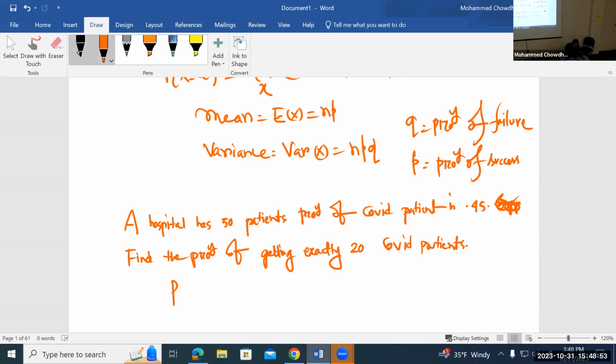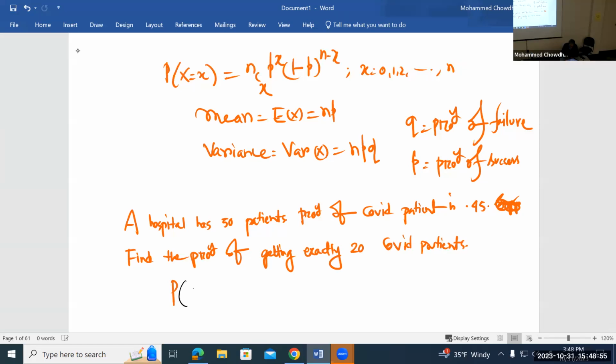Let me take a black color. So probability of X equal to 20, right? How can I do that? 50 choose 20, probability of COVID patient is 0.45 to the power 20, times 1 minus 0.45 to the power 50 minus 20.